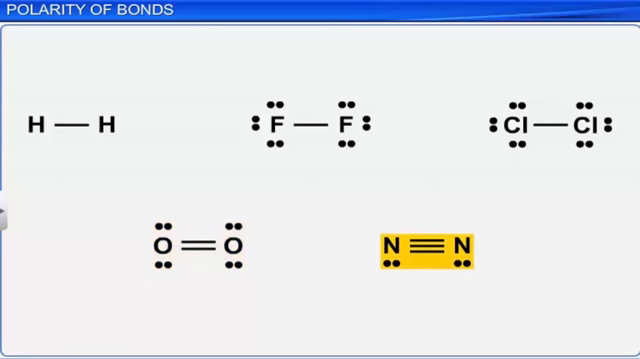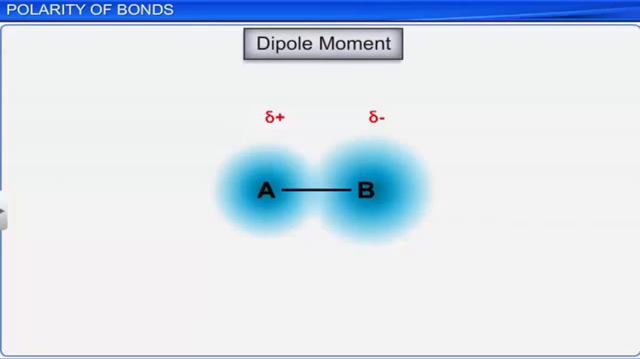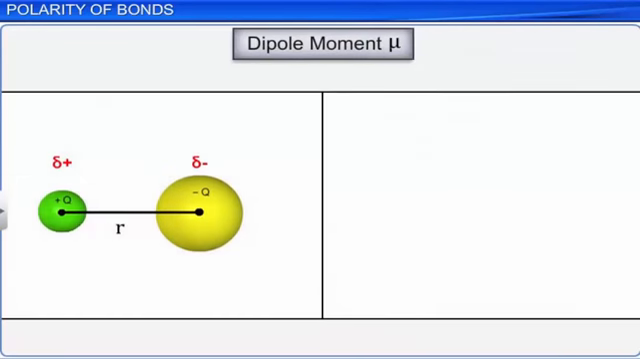Let us now move on to the concept of dipole moment. The polarity in a polar covalent molecule is expressed in terms of dipole moment. Dipole moment is defined as the product of the magnitude of the charge and the distance between the centers of the positive and the negative charge. Dipole moment is denoted by mu and is equal to the product of charge q in coulombs and distance of separation r in meters.